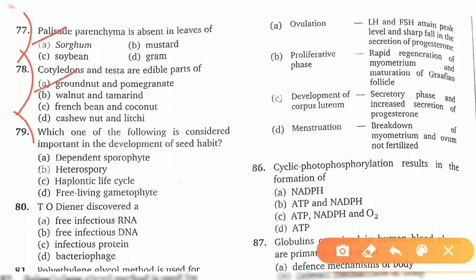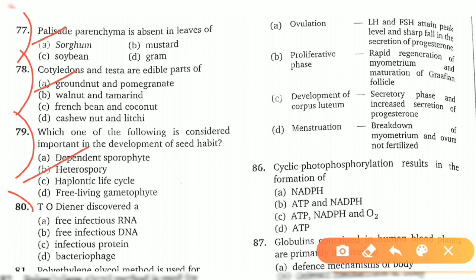Now 79th question. Which one of the following is considered important in the development of seed habit? Options are dependent sporophyte, heterospory, haploid life cycle and free living gametophyte. So the answer is heterospory.